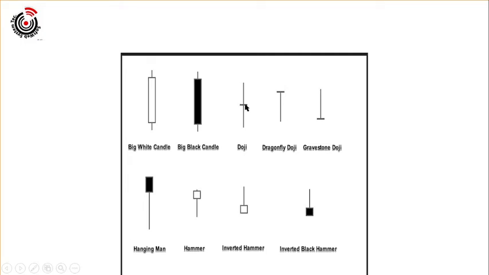A doji does not have any particular direction for now, so it is highly advised that you should not do anything. Just ignore the candle and wait for the next candle to form. As soon as that candle finishes, you have a very good clue on what to do next. This type of candle is found in both the buying market and the selling market, that is, the bullish market and the bearish market. You can always find this type of candle.